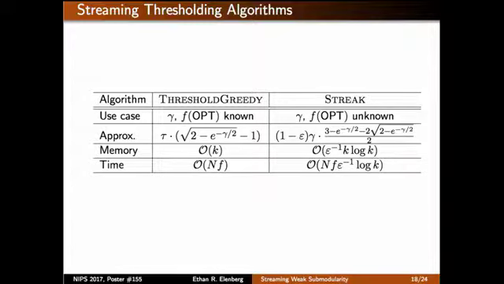So to recap, we have two algorithms with different approximation guarantees, memory requirements, and running time complexity. Threshold greedy can be used when gamma and f opt are known, and streak runs without having to know these values. And then the time and memory increase by a factor 1 over epsilon log k.